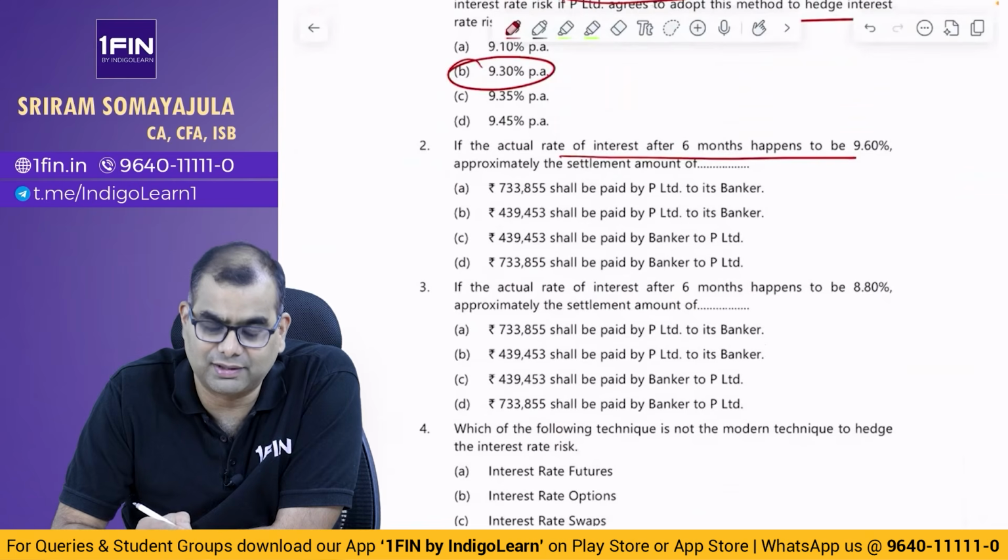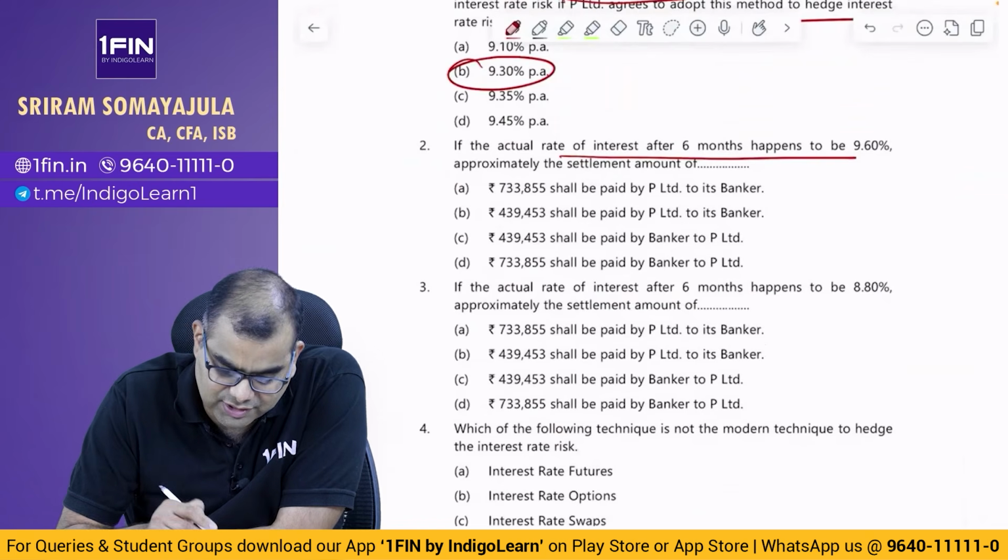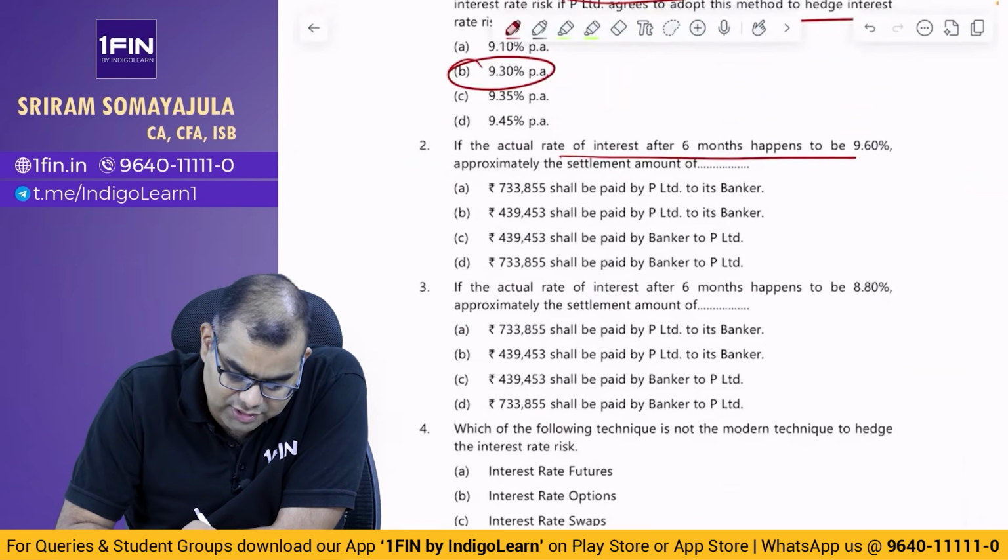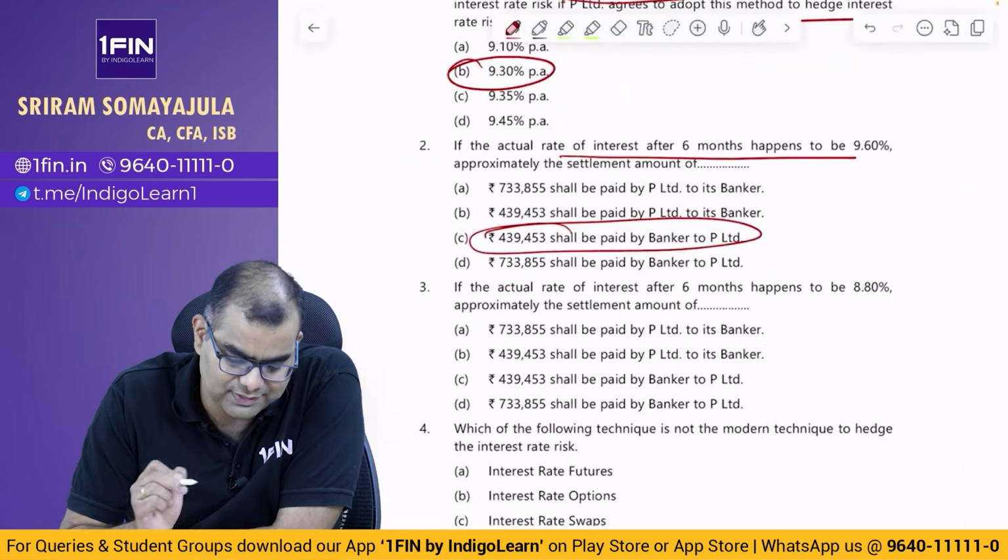Who's good, who's smarter? The company is smarter. So company is going to receive money. The 4,50,000 we already got shall be paid by the banker. So answer is C. Okay, answer is C.